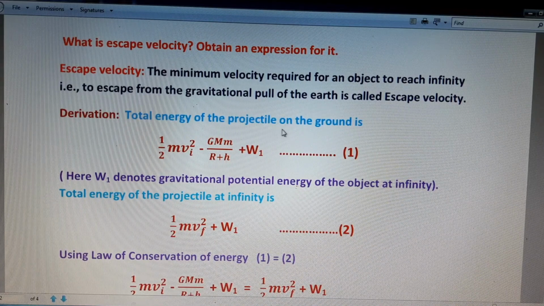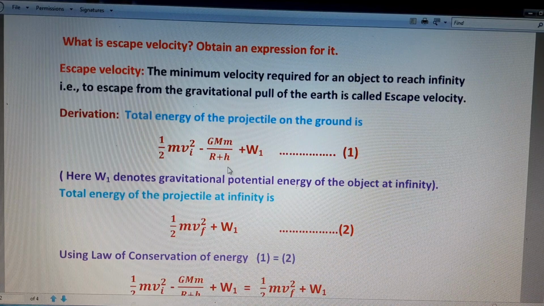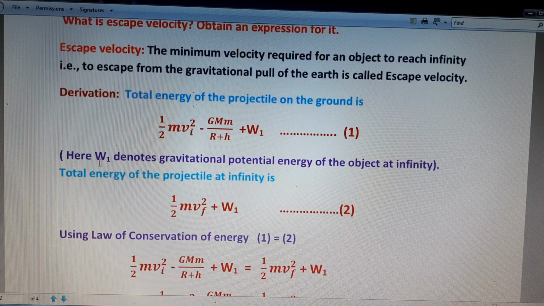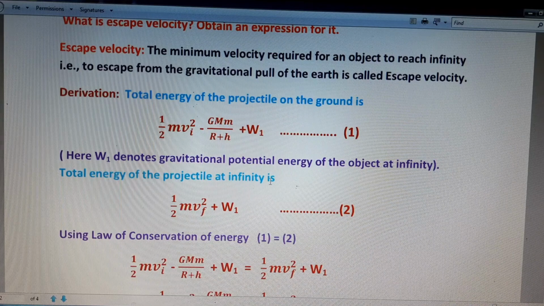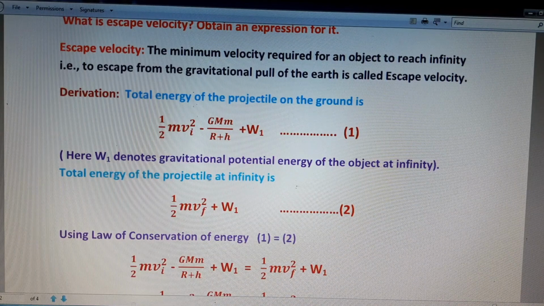Total energy of the projectile on the ground is half m vi squared minus GMm by (r plus h) plus W1, equation number 1. And here W1 denotes the gravitational potential energy of the object at infinity. Next, the total energy of the projectile at infinity is half m vf squared plus W1. This is equation number 2.